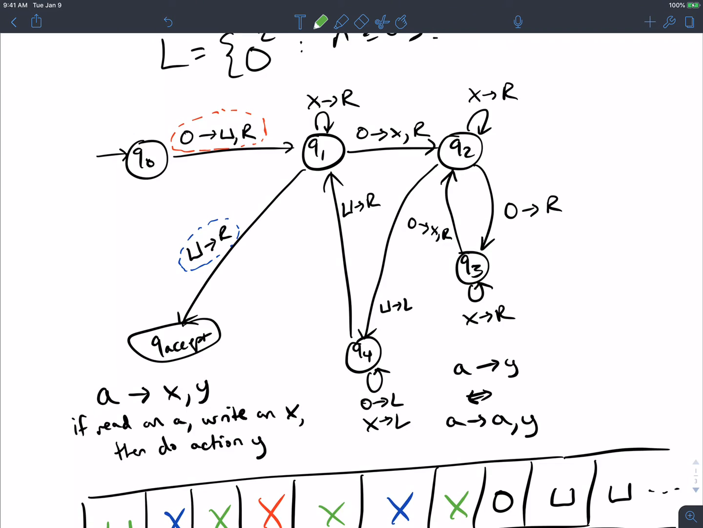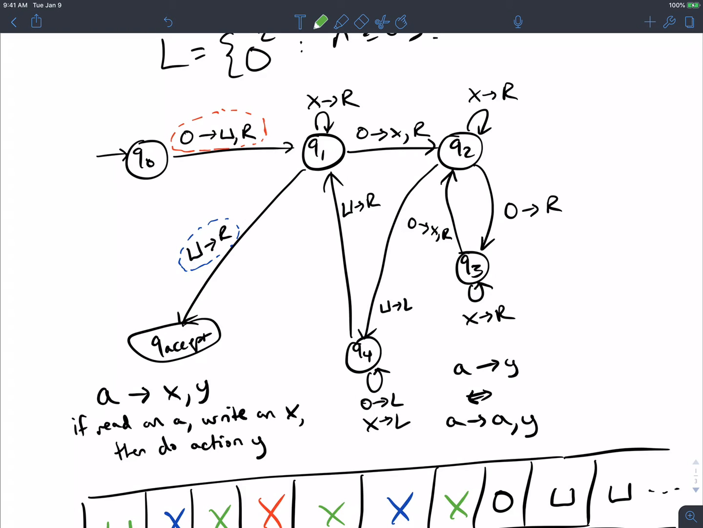So the only possible other case is if there's exactly 1 zero or at least 2 zeros, because those are the only two possibilities. So let's handle the possibility of 1 zero. We see a bunch of X's, and then a 0 somewhere, and then maybe more X's, and then the blanks after that.